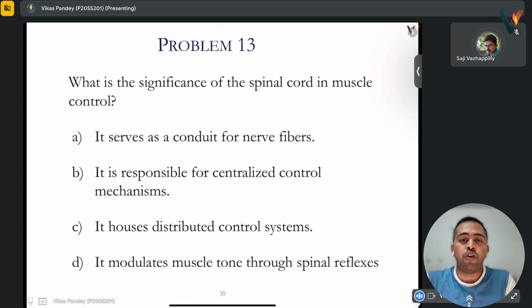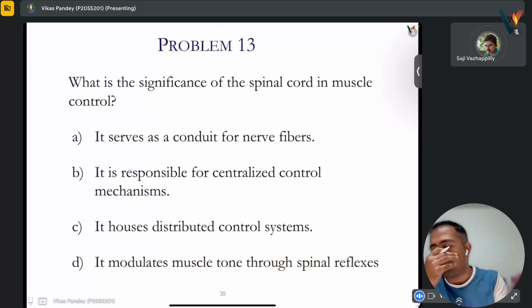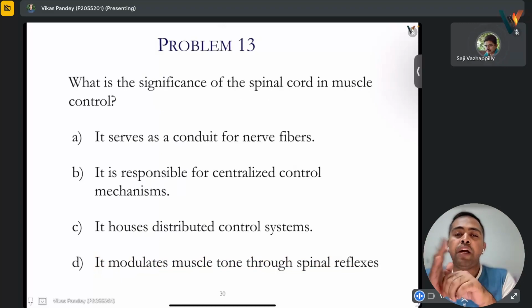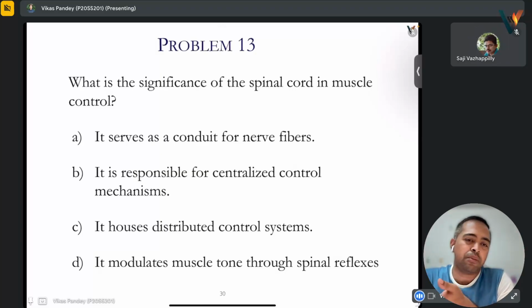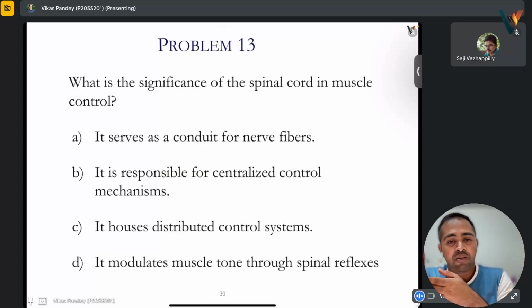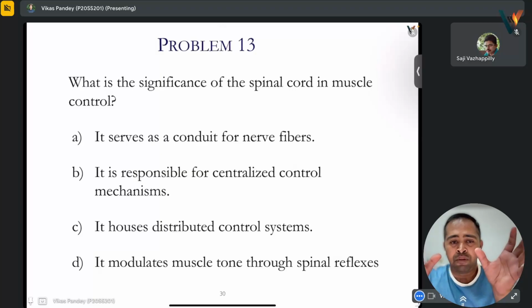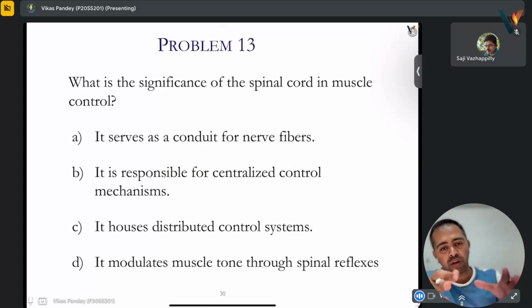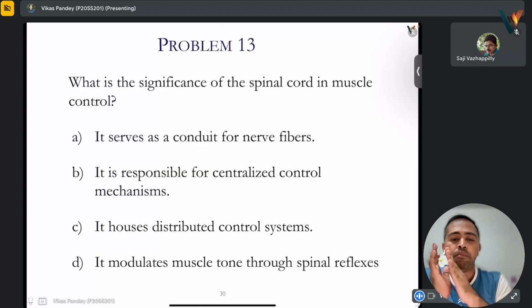Now let's come to the second part. What is the significance of the spinal cord in muscle control? It serves as a conduit for nerve fibers, so it is just a path for the nerve fibers. It is responsible for centralized control mechanism, so it takes care of all the control in the body. It houses a distributed control system, so it has some control, not the whole control. It modulates muscle tone through spinal reflexes.